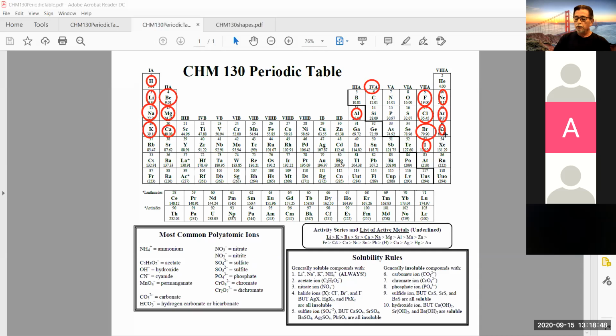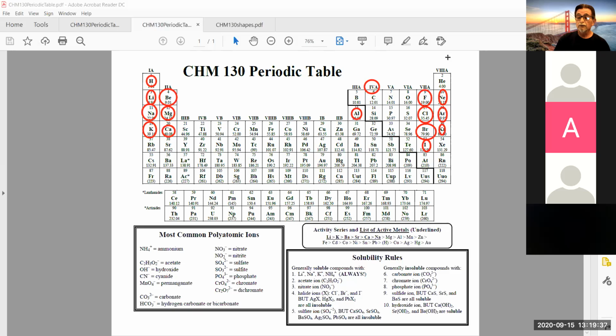Okay, so just by finding an element's position on the periodic table, with respect to only the A elements, you can determine more than 4 things. How many protons, how many electrons, and from rounding up the atomic number to the nearest whole number, you can calculate how many neutrons. You also know how many valence electrons are in that element. Furthermore, by its position in the periodic table, you can also determine whether it's a metal or a non-metal.